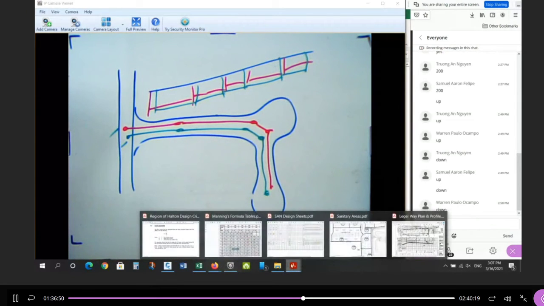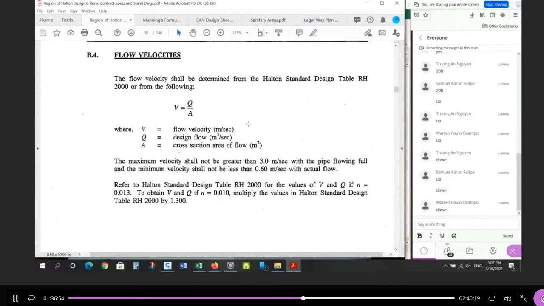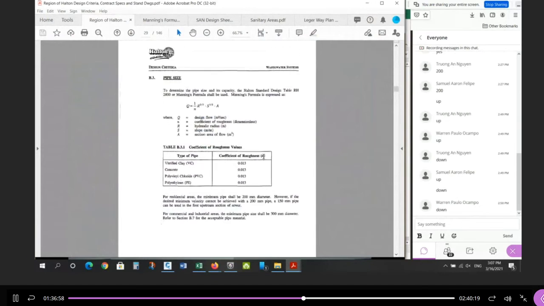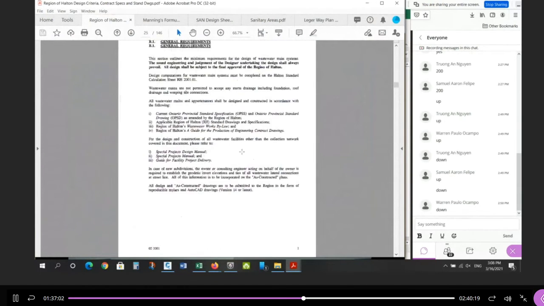The minimum cover requirement is in the document. So there is a minimum cover requirement in the Halton standards. We can look it up here. It'll tell you this, the pipe requirements.